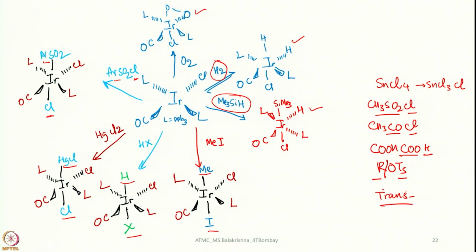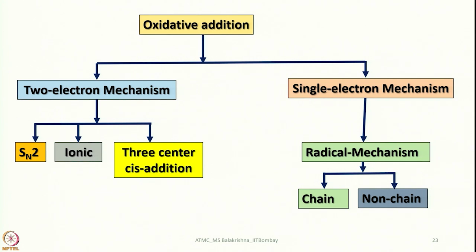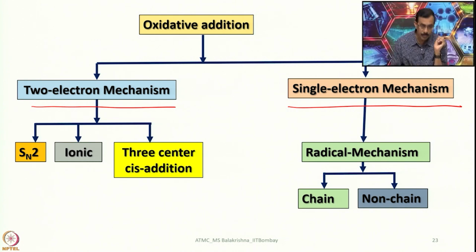So, with this, let us try to understand the different mechanisms through which one can perform oxidative addition reactions. I have shown here that oxidative addition mechanisms can be broadly split into 2 categories. One is the 2 electron mechanism, and another one is the single electron mechanism. Within the 2 electron mechanism, you can notice 3 different types of oxidative addition reactions: one is SN2, one is ionic, and one is 3 centered cis addition.